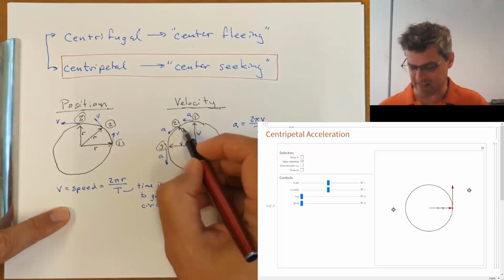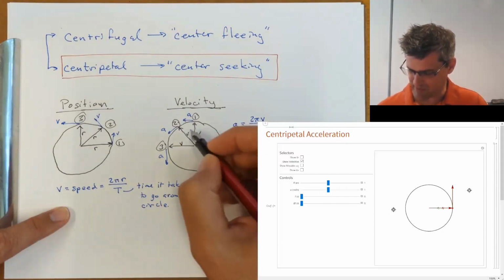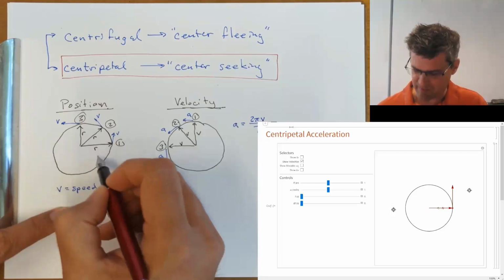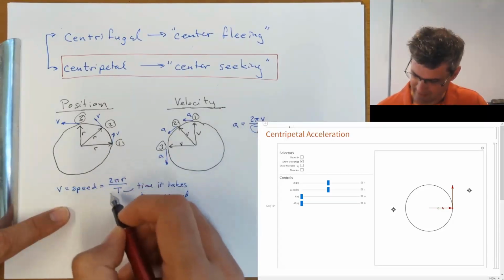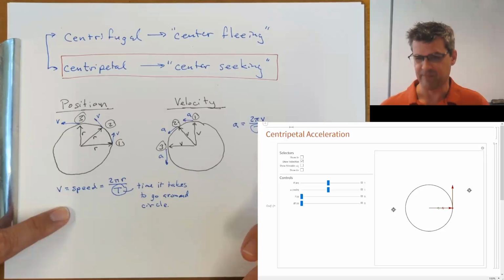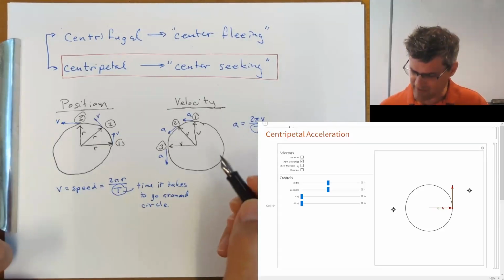Because if I let that same amount of time pass, the velocities are going to sweep a circle just like the radii swept a circle. This time and this time are the same. Now there's a couple things that we see from this.